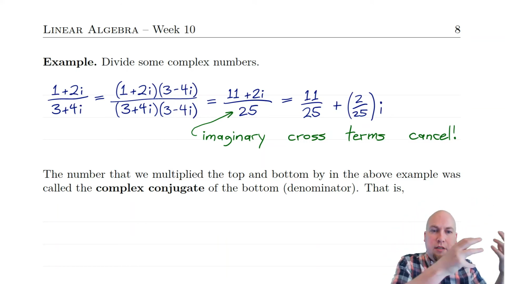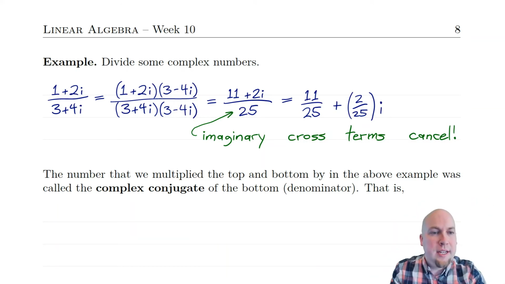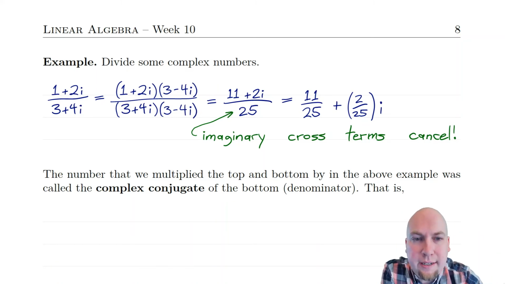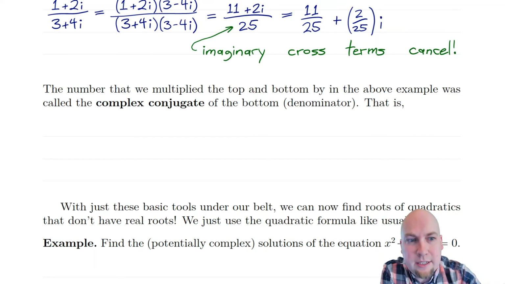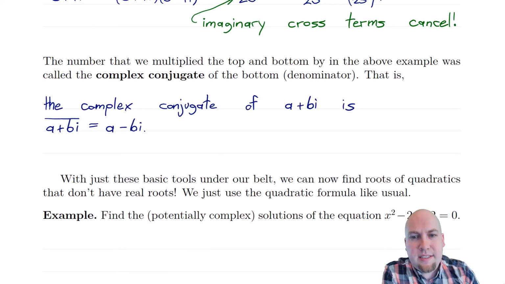You multiply by something called the conjugate of that square root expression to make the denominator simpler, to clear it. It's a similar sort of trick here. It's like the complex number version of that trick. So what is the complex conjugate?